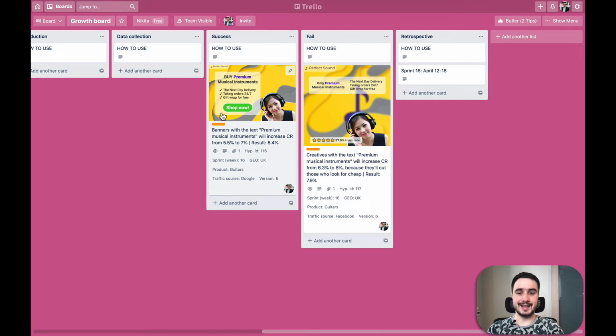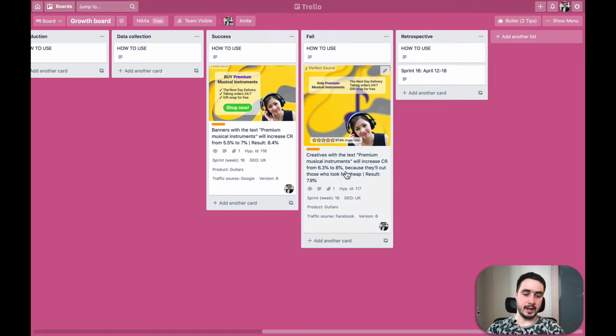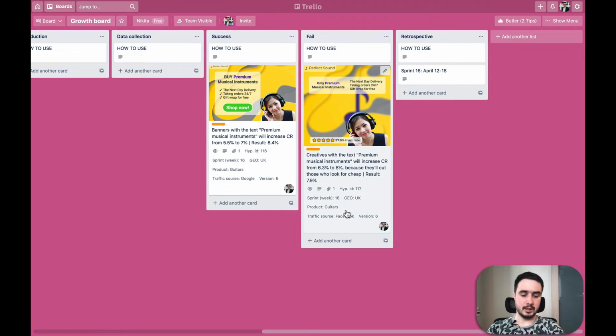So you have to understand that success and fail depend on which goals you set. So if you had a conversion rate of 5.5% and you set a goal of 50%, probably all of your hypotheses will fail because it's not a realistic scenario. And if you put 7%, it's probably okay. So you understand that it's reasonable and you probably can get these results. But if you set your goal to 8% and you didn't gain it, it doesn't mean that this hypothesis is bad. This doesn't mean that your banners, your creatives are bad.